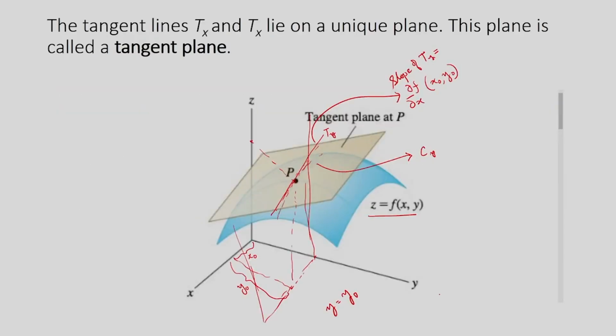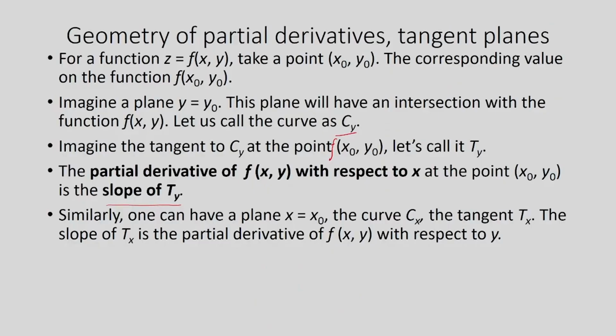Now, this is the partial derivative with respect to x. What about the partial derivative with respect to y? For that, what we need to do? We need to do a similar thing with x is equal to x0. So, you can have a plane x is equal to x0 and similarly a curve C_x, and similarly a tangent T_x. The slope of T_x is the partial derivative of f(x, y) with respect to y.